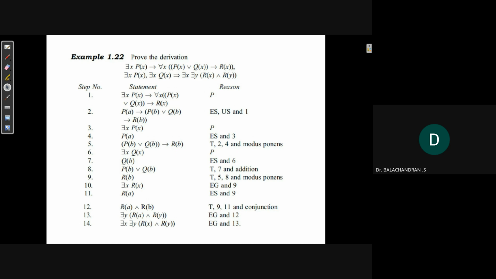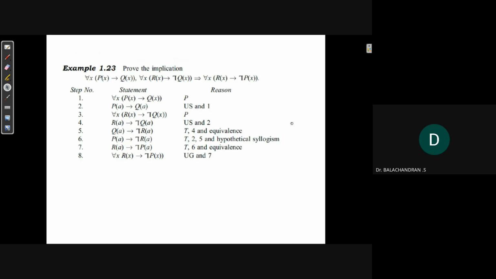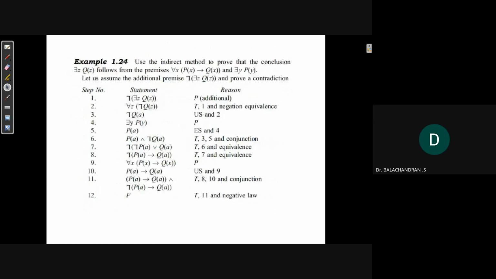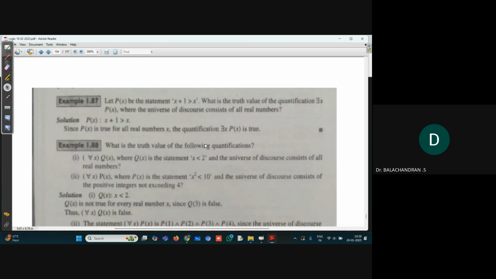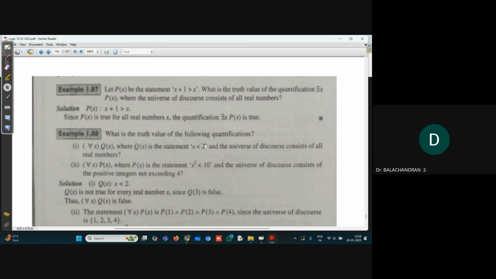So try to understand this one. Okay, now I think, maybe, so I think it is visible. If it is not visible, I will increase the size.